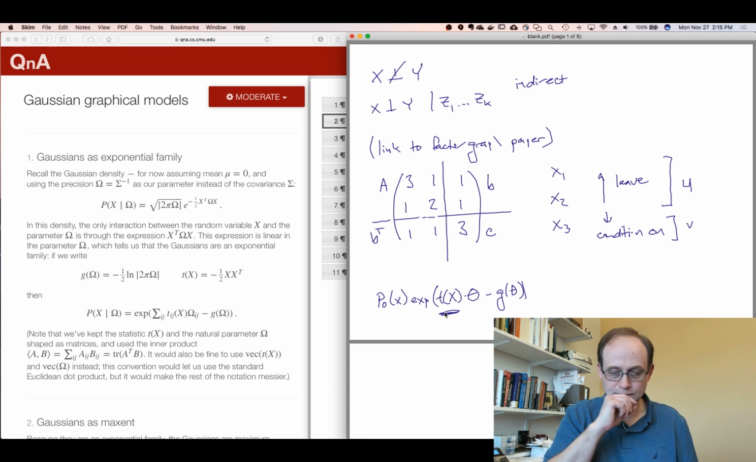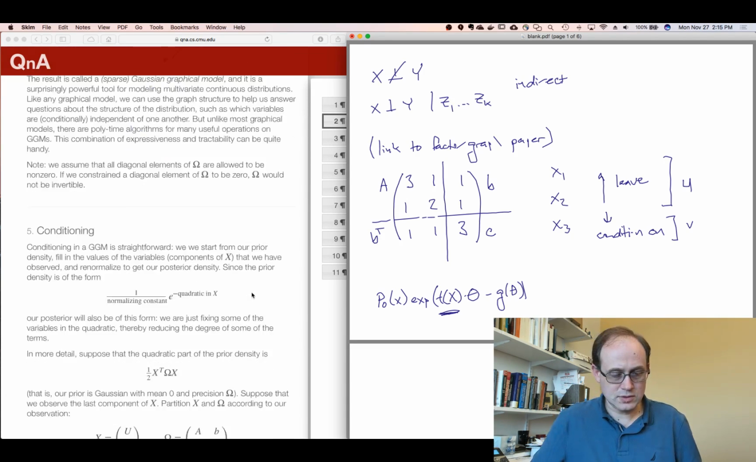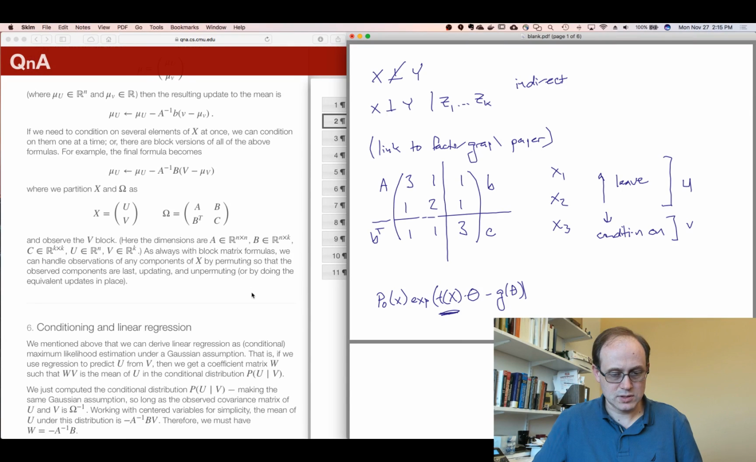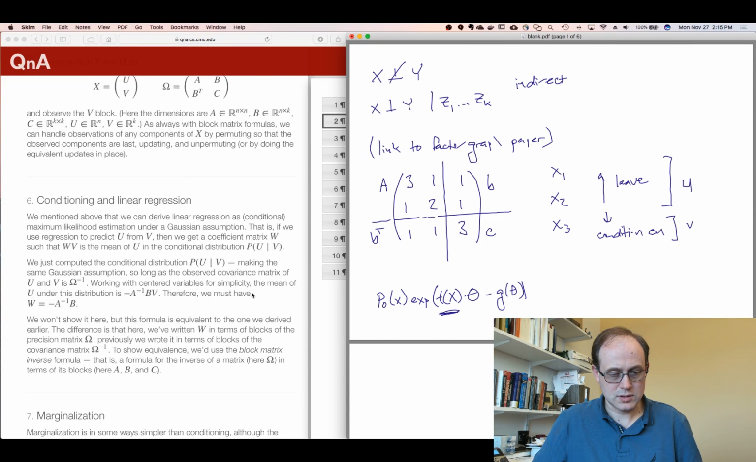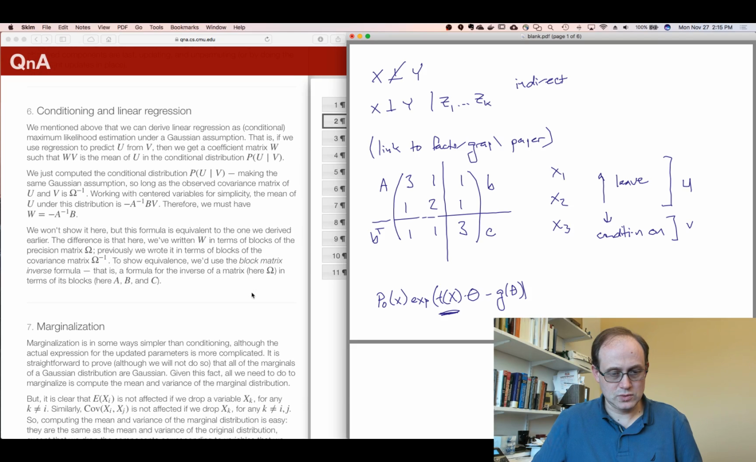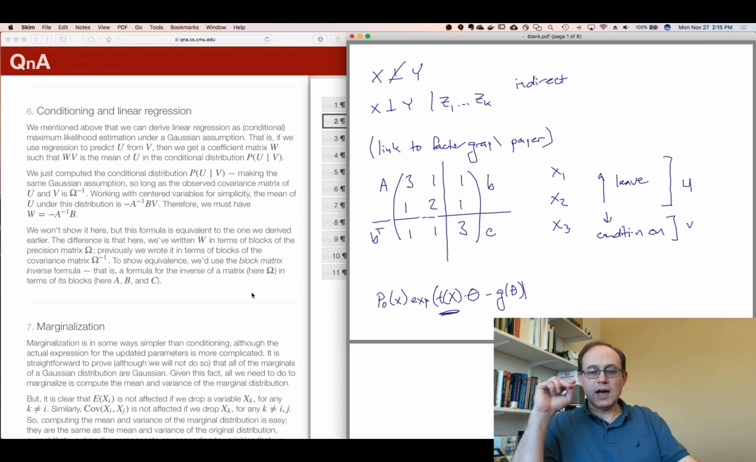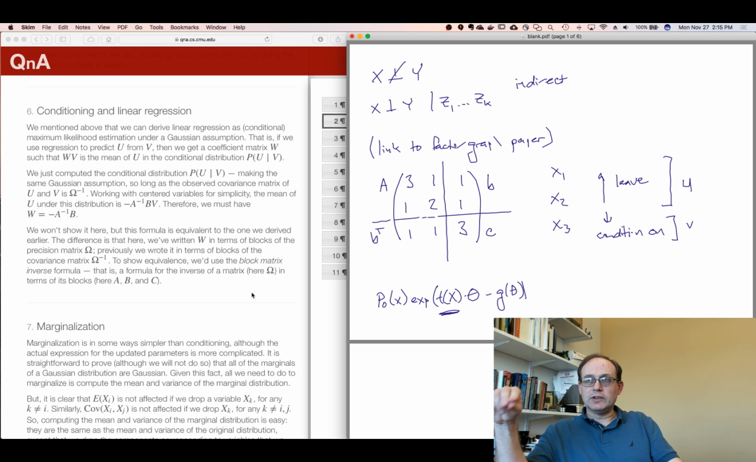All right, so conditioning in linear regression. It turns out, we're not going to derive it, but it turns out that the procedure I just described for figuring out the conditional distribution in a Gaussian, or in a Gaussian graphical model, is equivalent to doing linear regression from the variables you're conditioning on to the remaining variables.